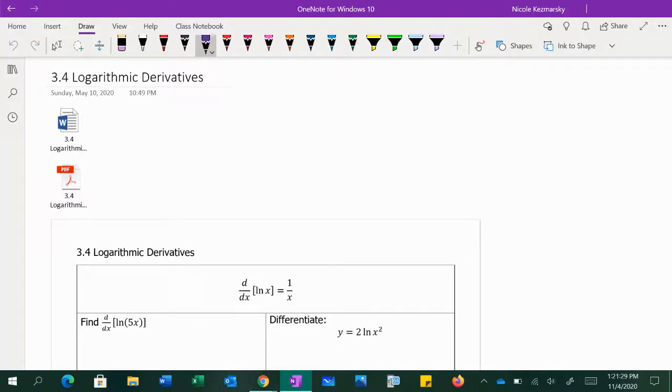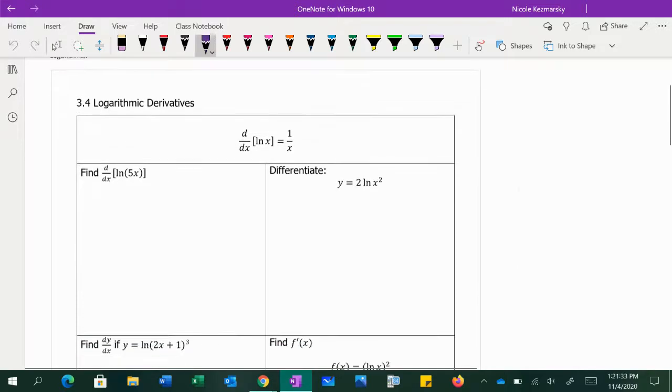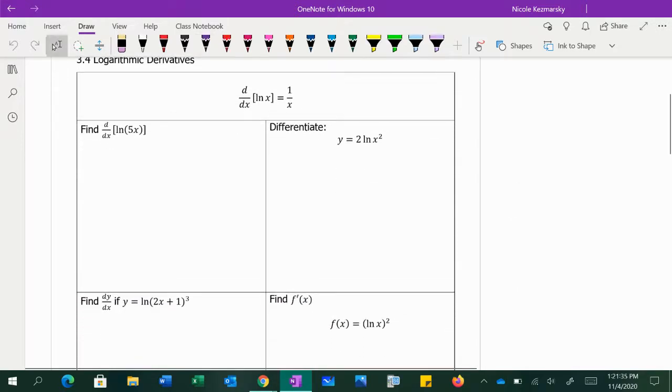This is 3.4 logarithmic derivatives. In this section, we're just learning one new rule: the derivative with respect to x of the natural log of x is 1 over x. We're also going to learn a variation on this rule for when the base is something other than a natural log, the base of e. But the derivative of natural log of x is just 1 over x.